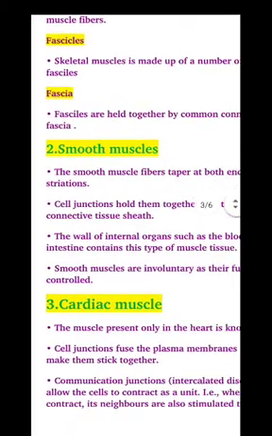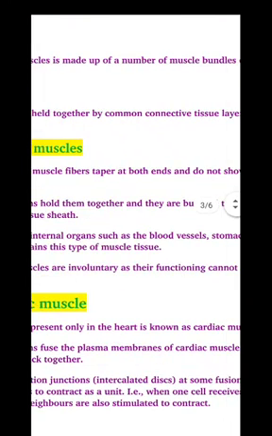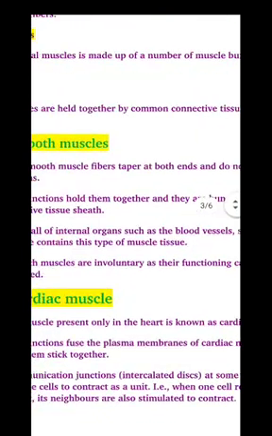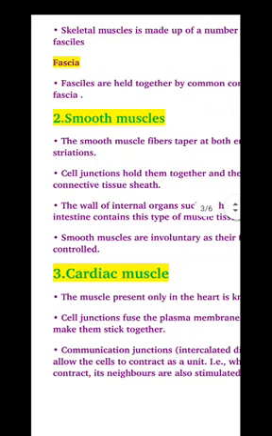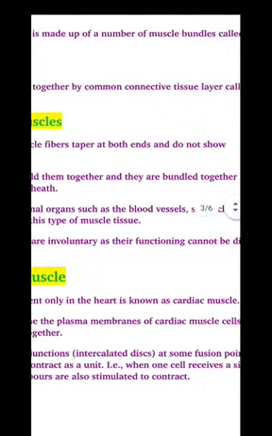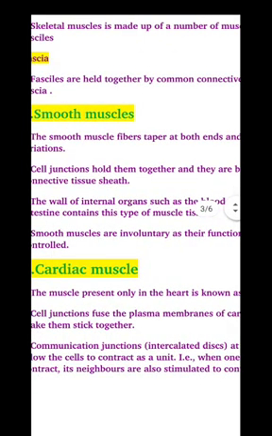The second type of muscle is smooth muscle. In smooth muscle, the muscle fibers taper at both ends and do not show striations, no lines. Striations means dark and light lines, so it is non-striated muscle, also called unstriped muscle. Cell junctions hold them together, and they are bundled together in a connective tissue sheath.